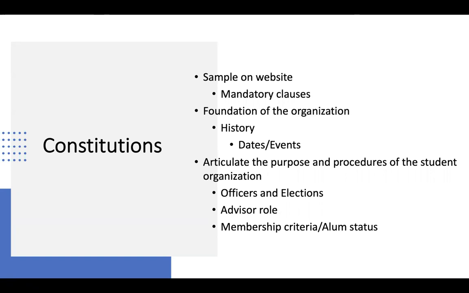of the student organization. Like I said, how you're going to elect officers and what the officer positions are, as well as the advisor role. Every advisor can serve in a different capacity for different organizations. So really outlining what you want from your advisor, what your expectations are for them, and what their role with your organization will be is an important piece to include in your constitution. And as I mentioned, that membership criteria and alum status, this will be another great place for when members are reading the constitution, they know what's required of them and what their membership criteria is.